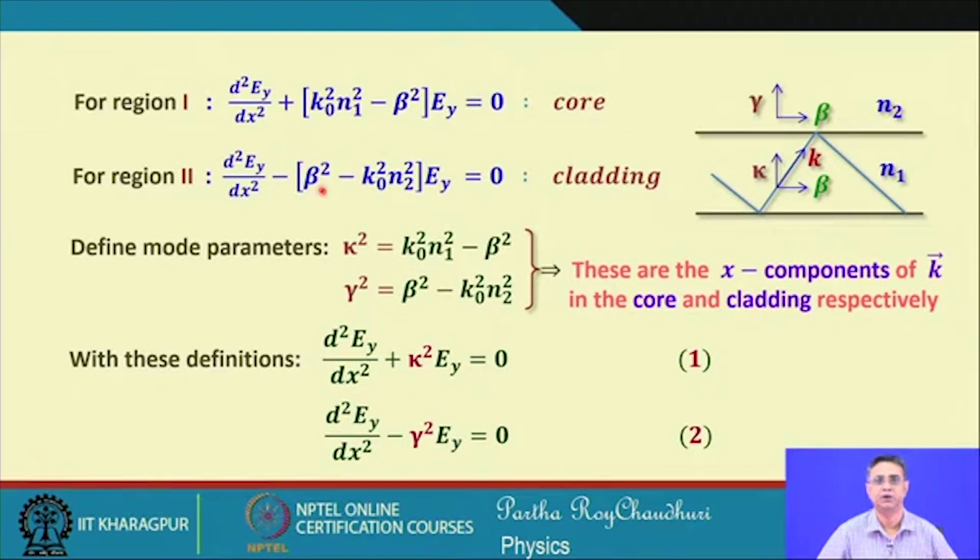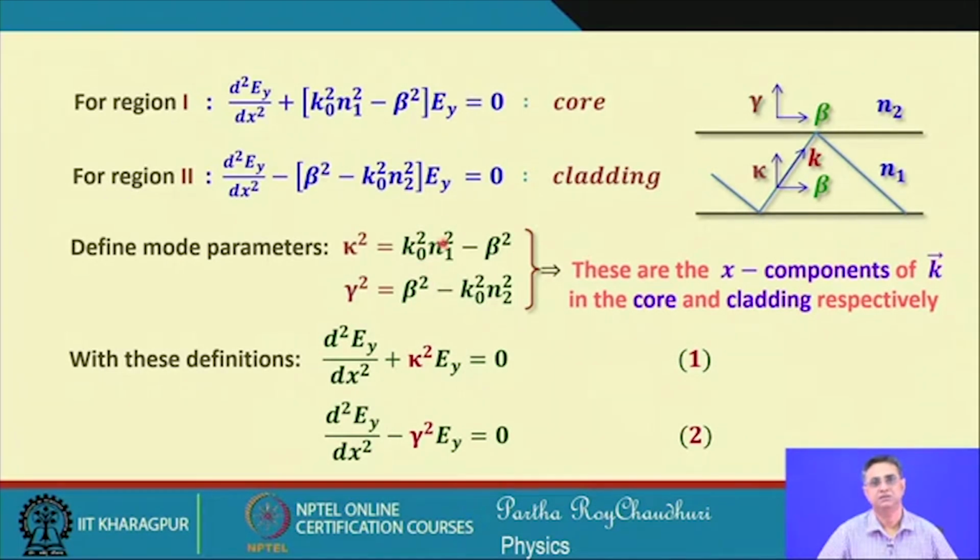So, to make it positive, beta square minus k 0 square n 1 n 2 square, this quantity will be positive, which is the transverse component of the propagation constant in the cladding, and we call this quantity gamma square. So, I write this equation for cladding like this. Then we define the mode parameters.